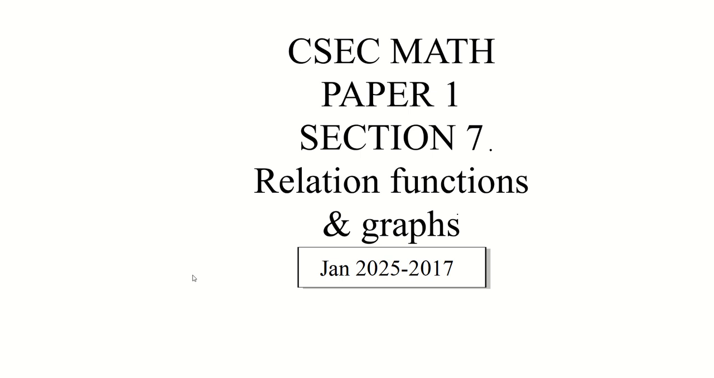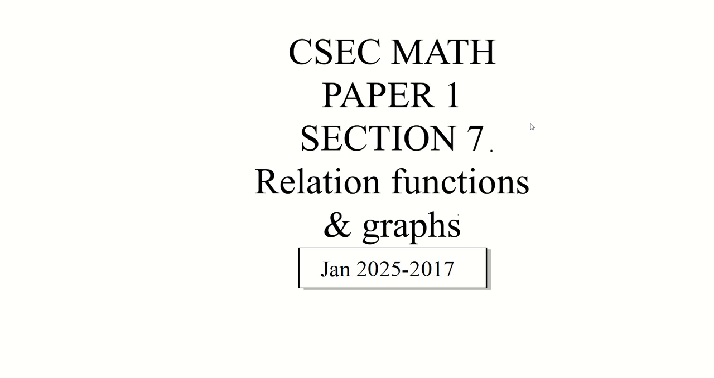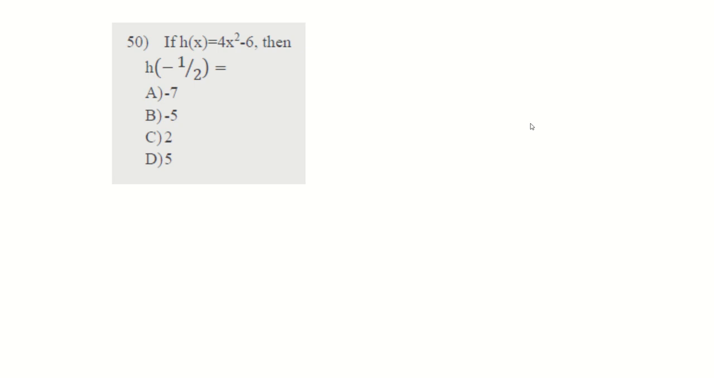Hi, good day everyone. So today we'll be doing CSEC Maths Paper 1 Section 7, which is Relations, Functions, and Graphs. In this video, we are going to be doing from January 2025 to 2017. Okay, so now we're going to start with January 2025, and the relations, functions, and graph questions are 45 to 52.